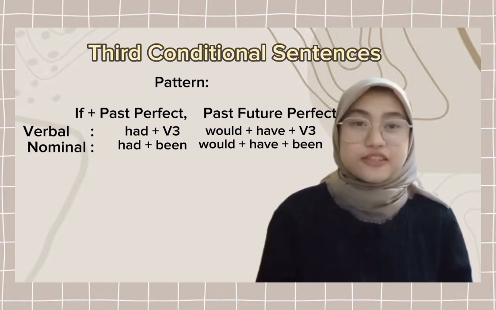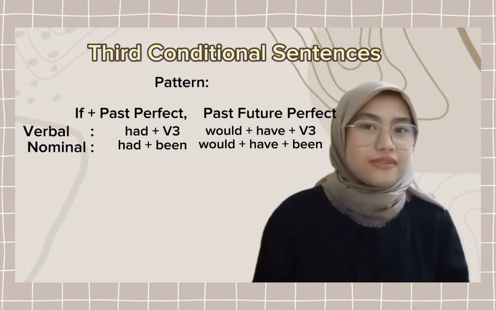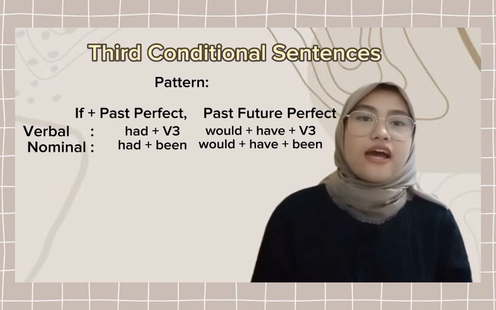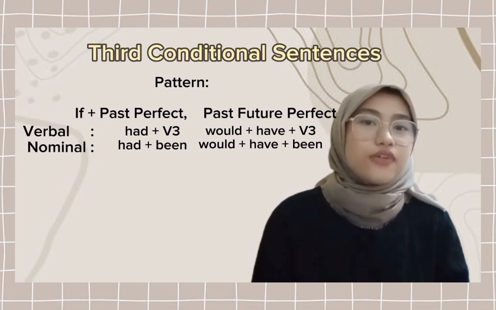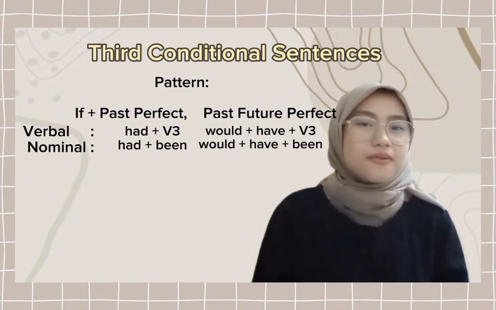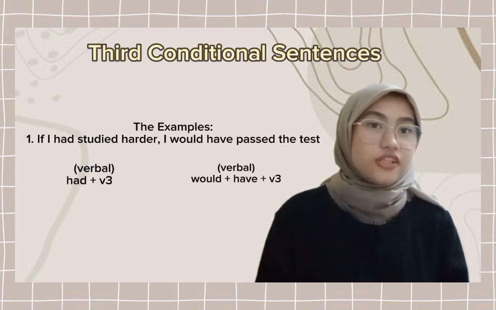Next is past future perfect. If the sentence is verbal, then you can use subject, then continue with would have plus verb 3. If the sentence is nominal, then you can use would plus have plus been. Then, let's jump into the examples of this conditional sentence.